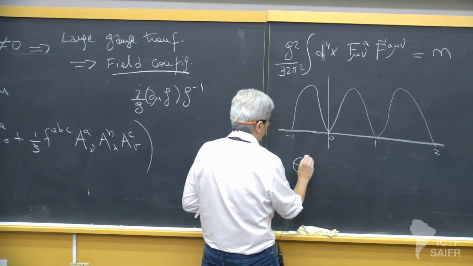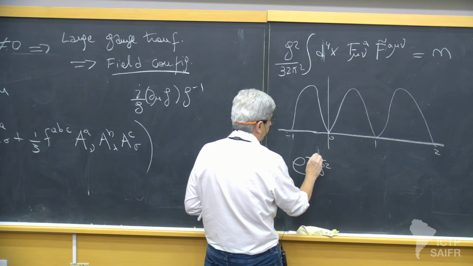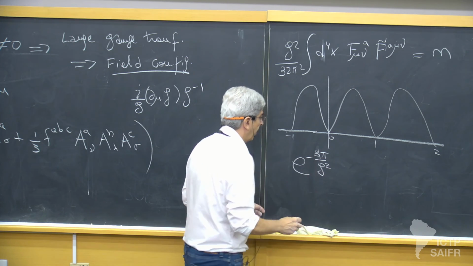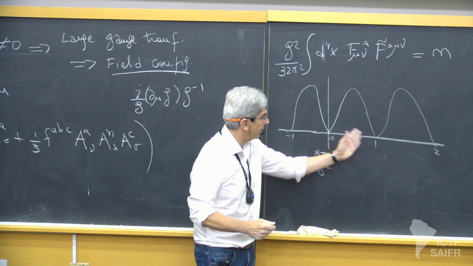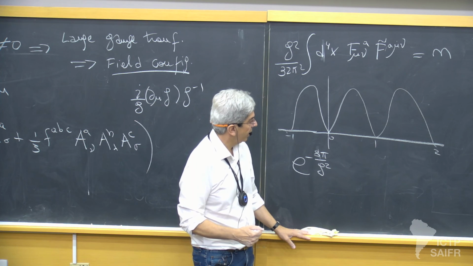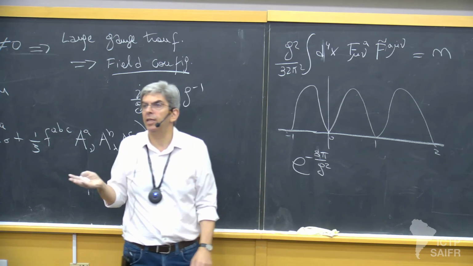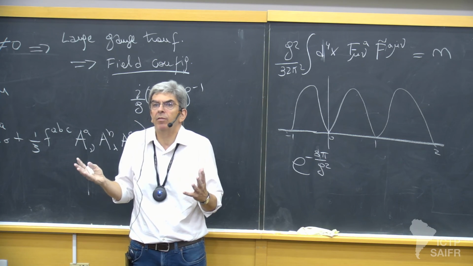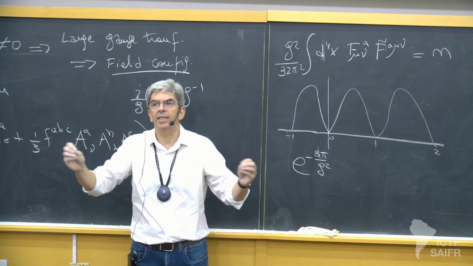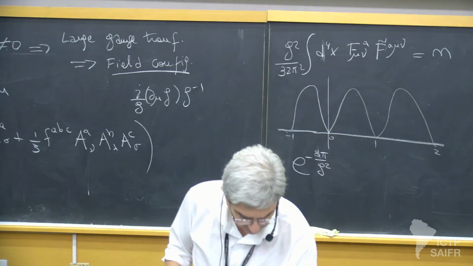Is typically 1 over g squared. Maybe there is an 8 pi here, okay? And so the tunneling rate is extremely small, and so this is not particularly important. We don't have to worry about this. The standard model Lagrangian has this accidental symmetry, which is baryon number conservation.